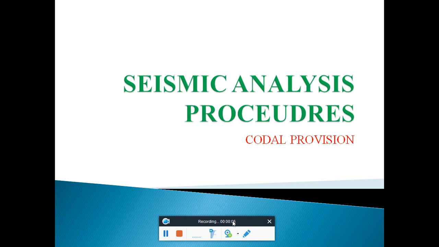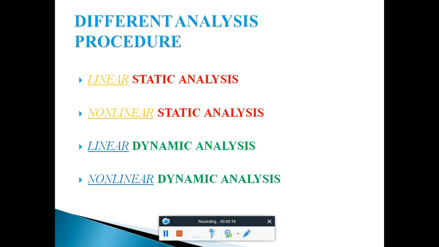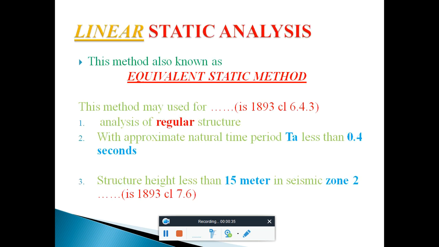In this video, we are going to see seismic analysis procedures and their design guidelines. So there are basically 4 different analysis procedures in earthquake analysis. We will see one by one. There are 2 static and 2 dynamic: linear static, non-linear static, linear dynamic and non-linear dynamic. So let's see one by one.